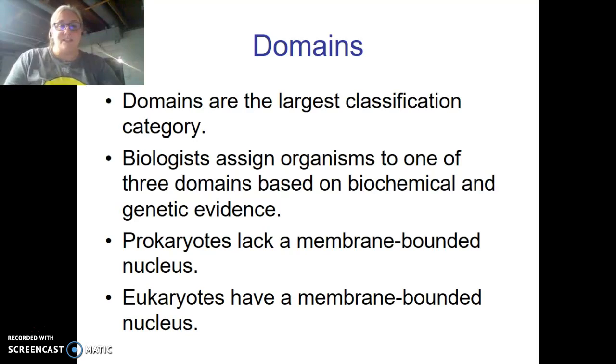The largest classification, though, is the domain. And there are three domains. Two of the domains fall under a category called prokaryotic domains. The term prokaryote means pre-nucleus, so pre, karyote, nucleus. So they are organisms that came before the nucleated cell came into being. Eukaryotes are organisms that contain a nucleus, and there's one domain that falls under the eukaryote setting.